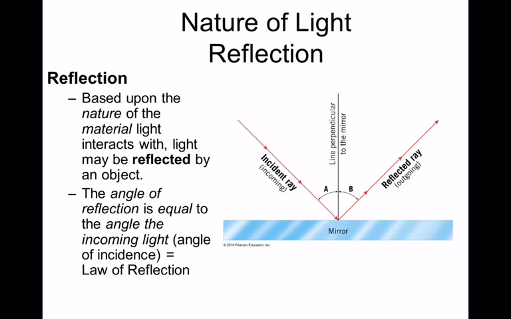When they say the angles are equal, they've marked arc A and arc B here. This angle right here is equal to this angle right here. If you take physics, they'll talk a lot more about this law of reflection, and something we call the normal, which is perpendicular to the mirror. But if you just know that the angle of incidence is equal to the angle of reflection, that's great. So with reflection, the way light interacts with matter is that it's kicked back.